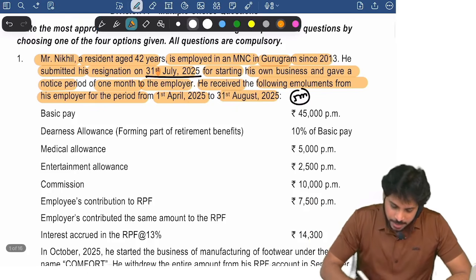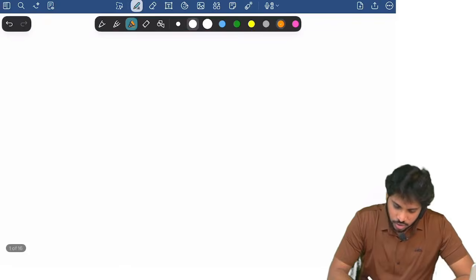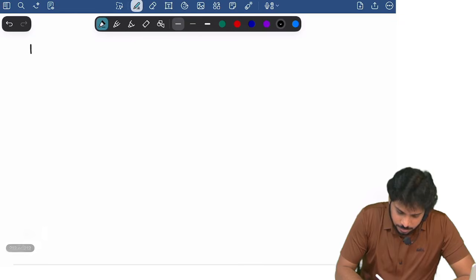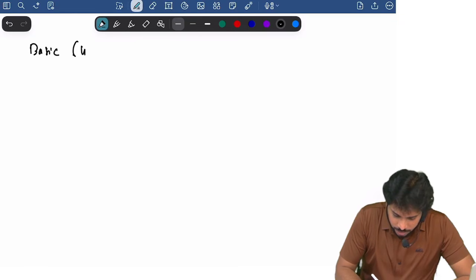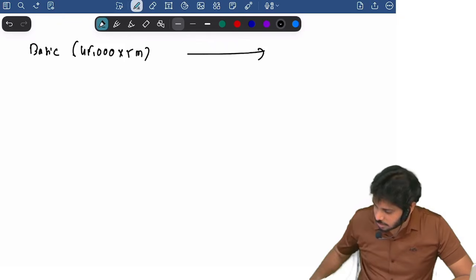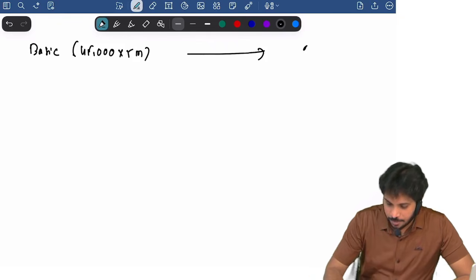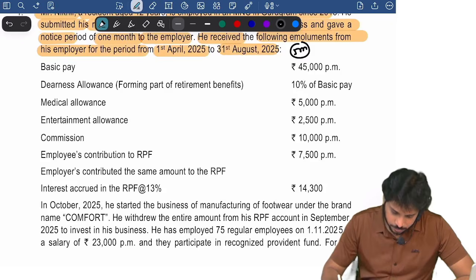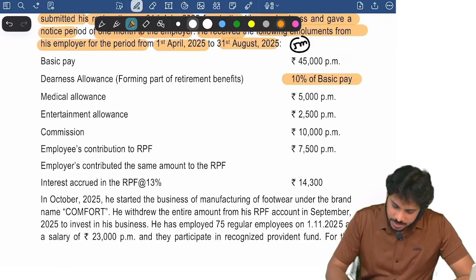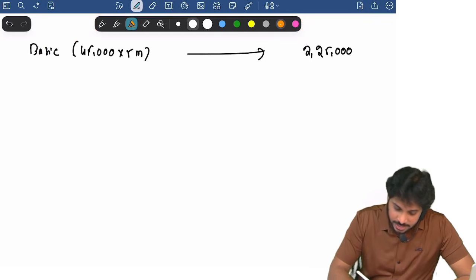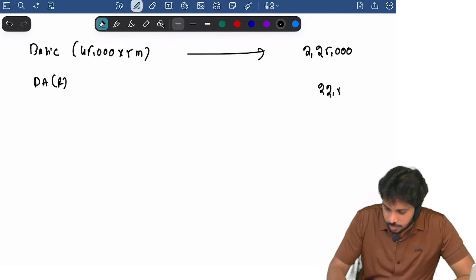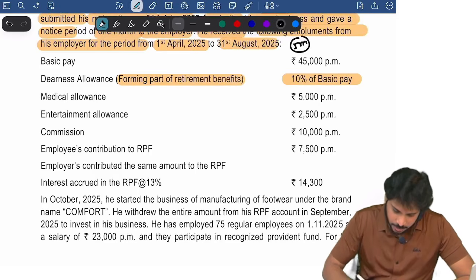Correct? Now, basic salary, how much? I'll directly solve it. What is the basic salary? 45,000. And remember, he only worked for 5 months. So how much is that? 45,000 into 5, that is 2,25,000. Okay, next. DA is 10% of the basic pay, and they're mentioning that it is for retirement purpose. Yes or no? DA for retirement is 22,500.